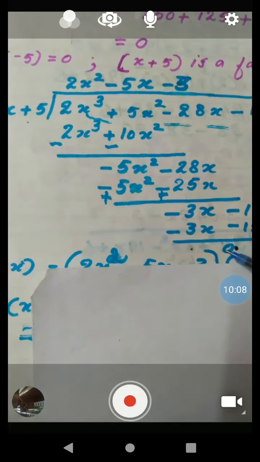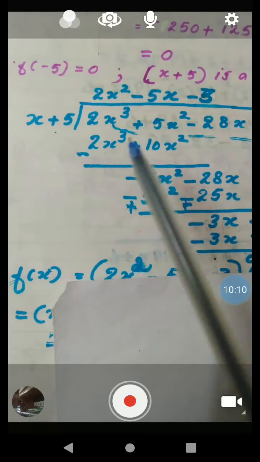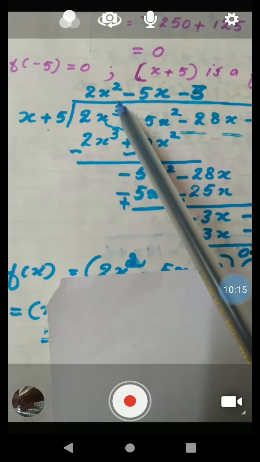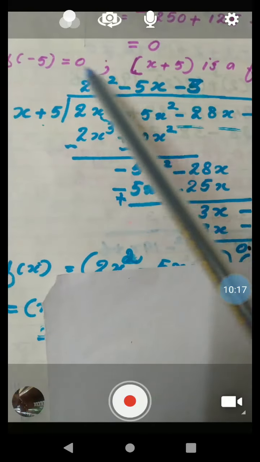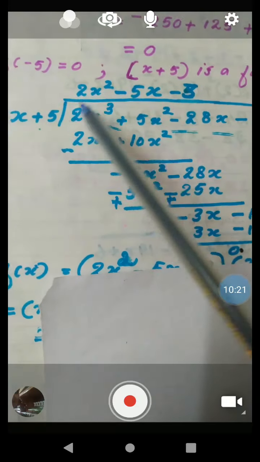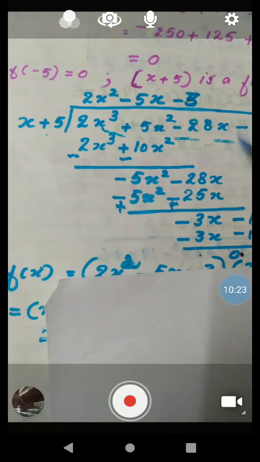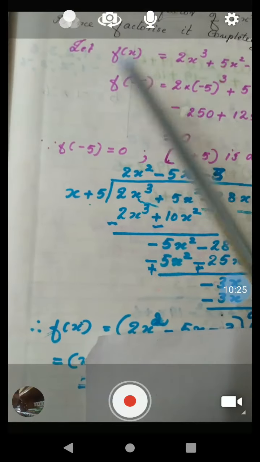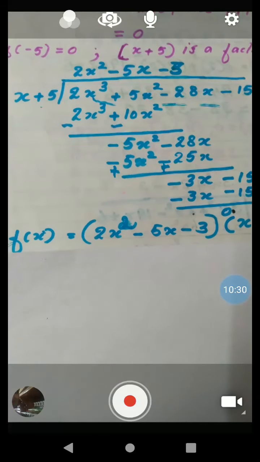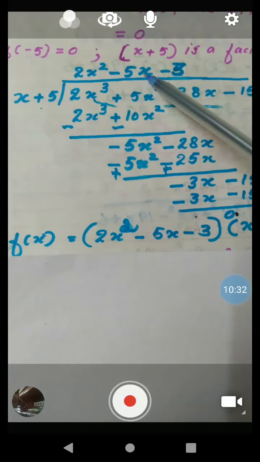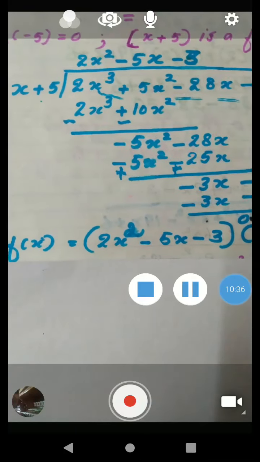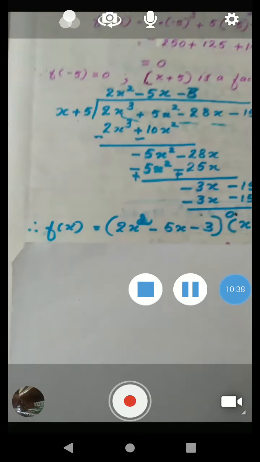Remainder 0. Now we can write x plus 5 and 2x square minus 5x minus 3 are the factors of this expression. This expression, let it be fx. So fx is equal to the product of these two, x plus 5 into this. You can see.